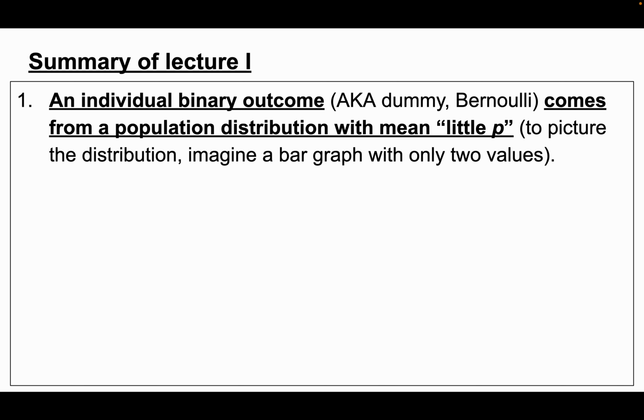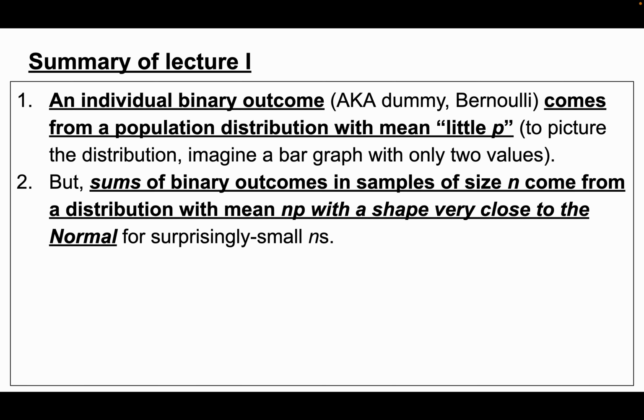Well, here we've been talking about dummy variables in the last few lectures, and we've been describing the distribution of those variables for individuals. So, an individual binary outcome, also known as a dummy or a Bernoulli, comes from a population distribution that's got a mean of little p. And that's the probability that any individual will be a 1. And so it also has implicitly another parameter q, which is 1 minus p, but we don't have to get into that. So these distributions are really simple. To picture it, imagine a bar graph with only two values. We've seen those things before.